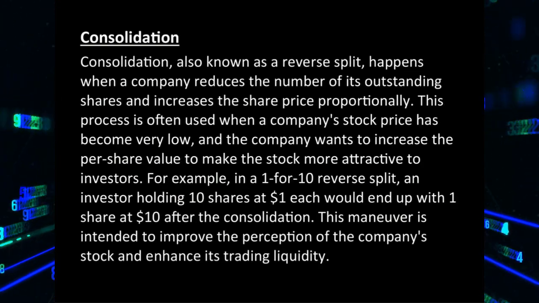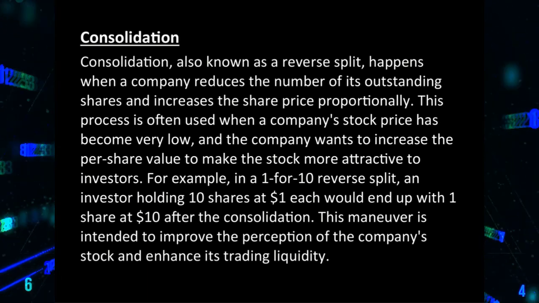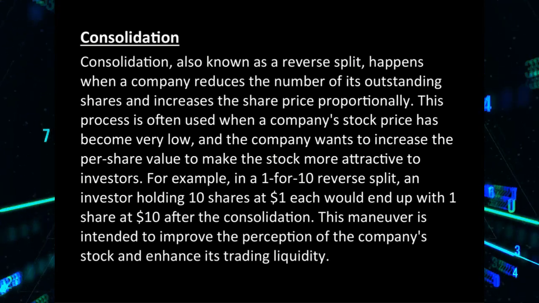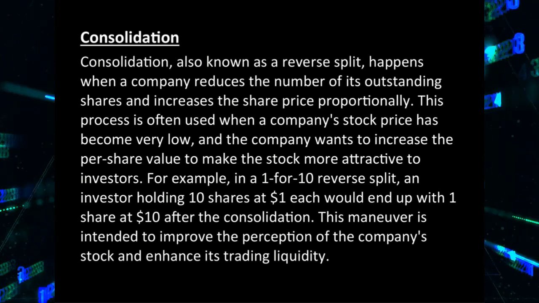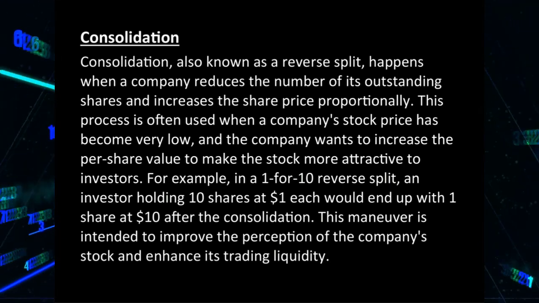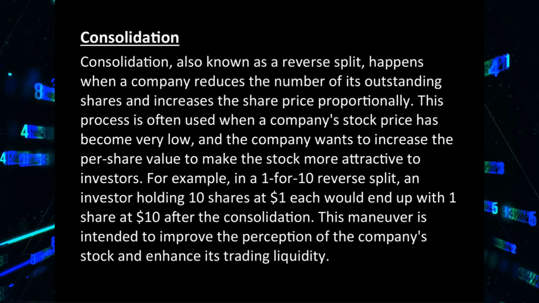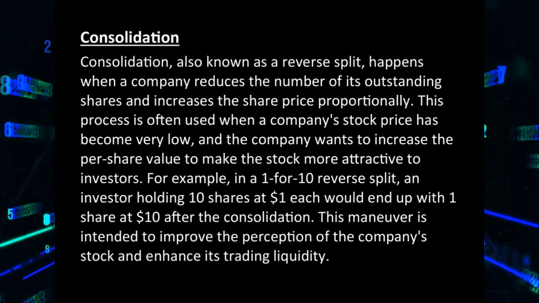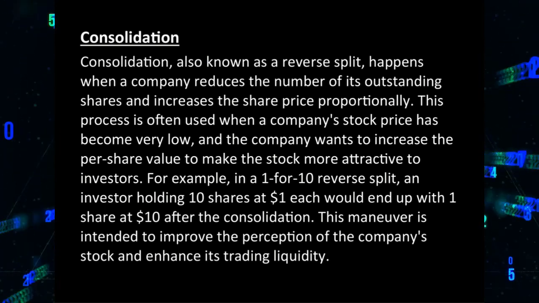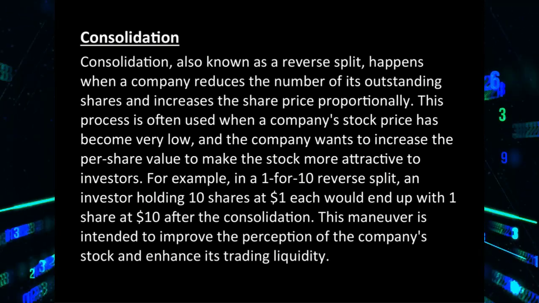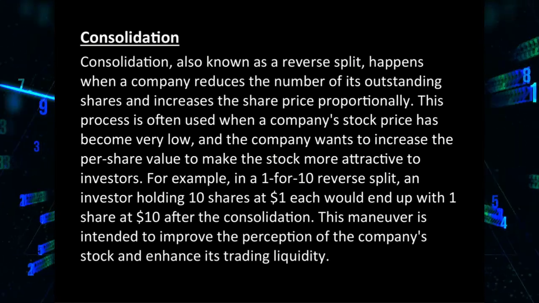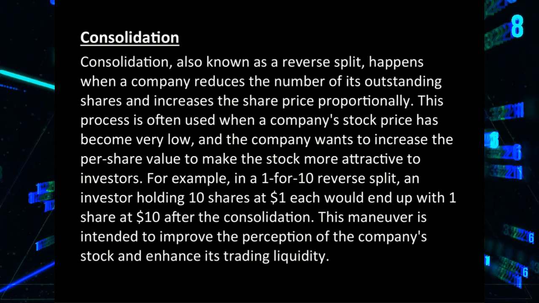Consolidation. Consolidation, also known as a reverse split, happens when a company reduces the number of its outstanding shares and increases the share price proportionally. This process is often used when a company's stock price has become very low, and the company wants to increase the per-share value to make the stock more attractive to investors. For example, in a 1-for-10 reverse split, an investor holding 10 shares at $1 each would end up with 1 share at $10 after the consolidation. This maneuver is intended to improve the perception of the company's stock and enhance its trading liquidity.